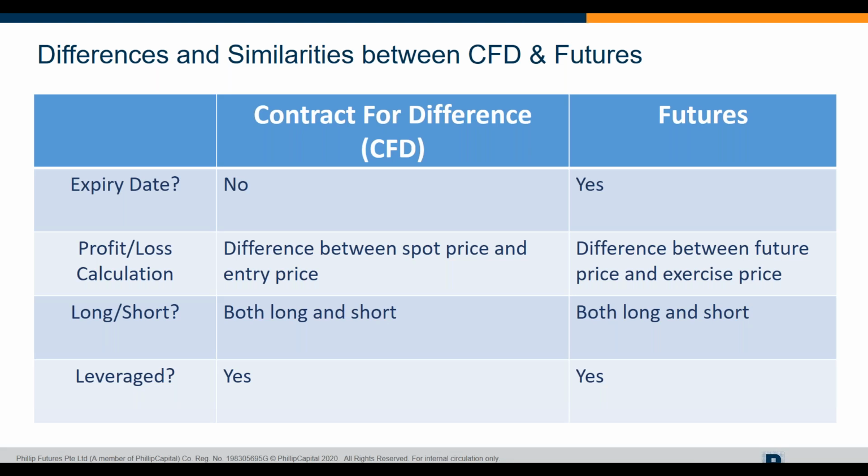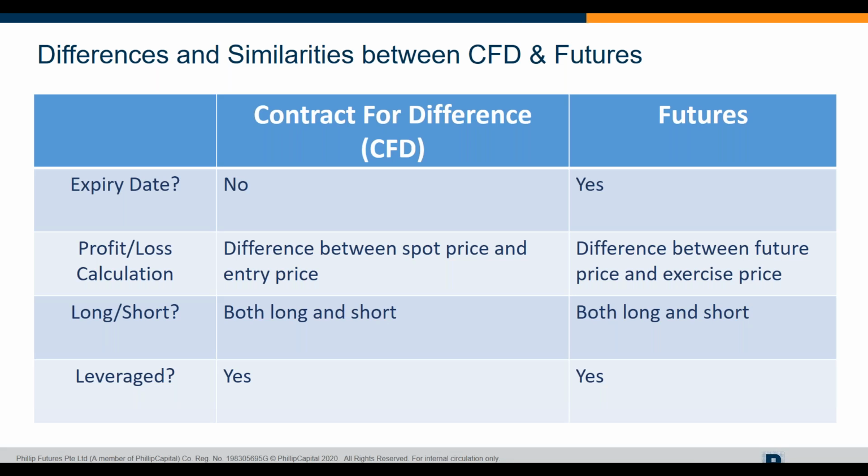All right, moving on. The profit and loss calculation for CFD is basically just taking the difference between the spot price and the entry price. So let's say you buy something at 100 today, and somewhere down the road it's 150. When the current market price is 150, you just take 150 minus the entry price, which is 100. That's your profit. For futures, it would be the difference between the futures price and the exercise price.